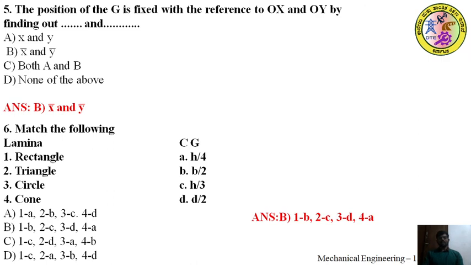The formula to find the CG of the rectangle, from the base, is breadth by 2. For triangle, from the base it is h by 3. For circle it is diameter by 2, and for cone h by 4. So the answer is option B.